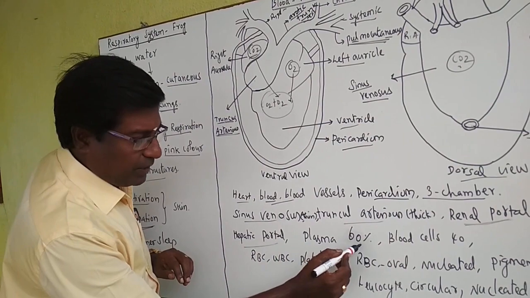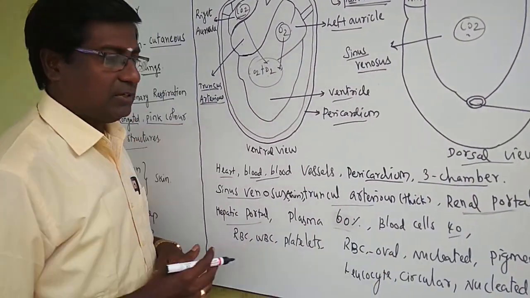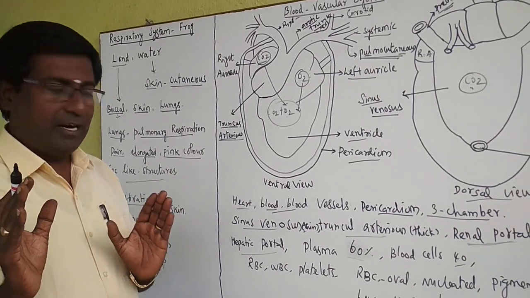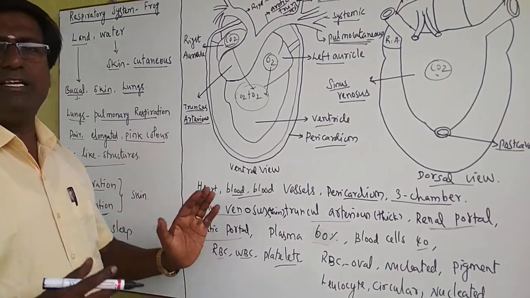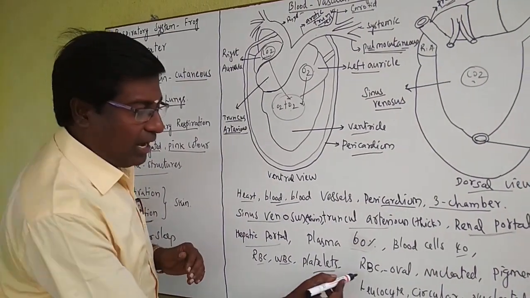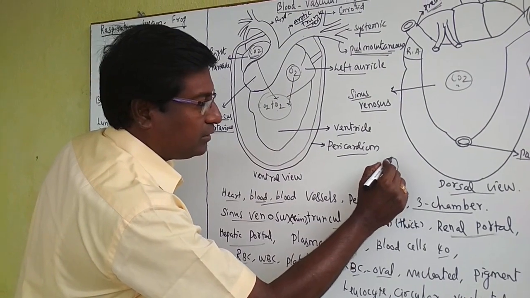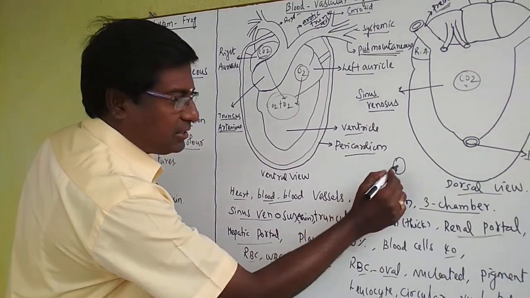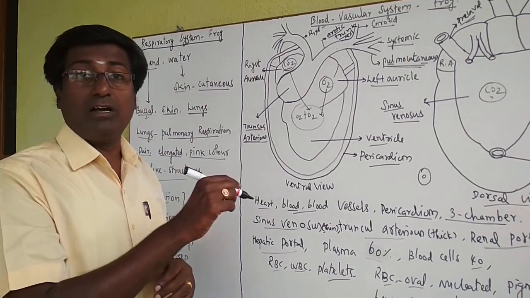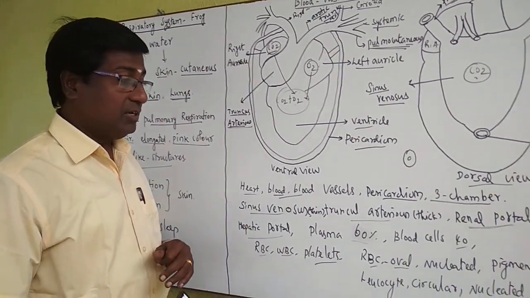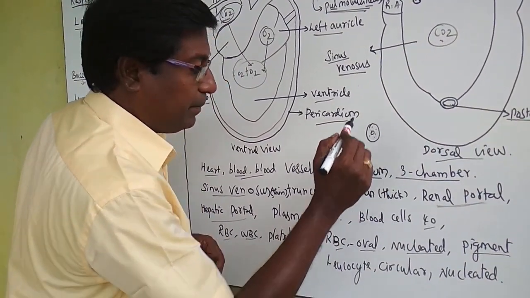Okay. Then the blood of the frog. Plasma is 60% and the blood cells are 40%. So what blood cells are present in the frog? See, RBC, WBC, platelets, everything is present in the frog. The RBC has an oval shape, somewhat egg shaped, and a nucleus is also present. But mammalian RBCs don't contain a nucleus, whereas frog RBCs contain a nucleus. That's nucleated. And a pigment is also present in this RBC.